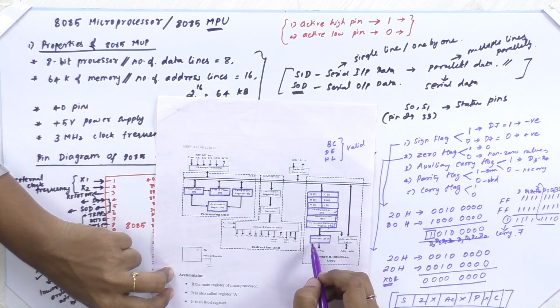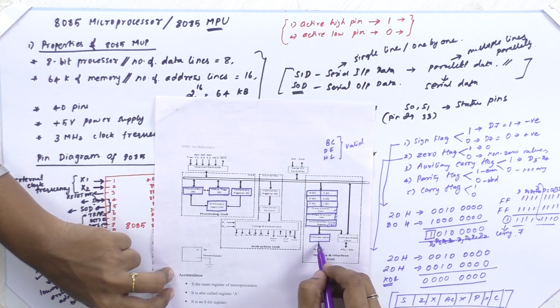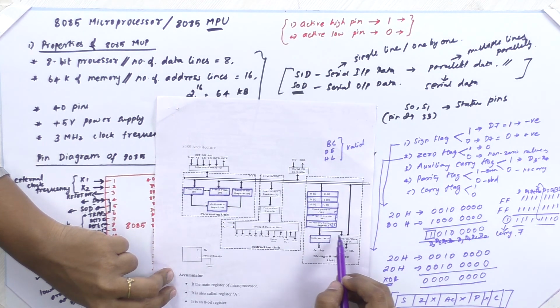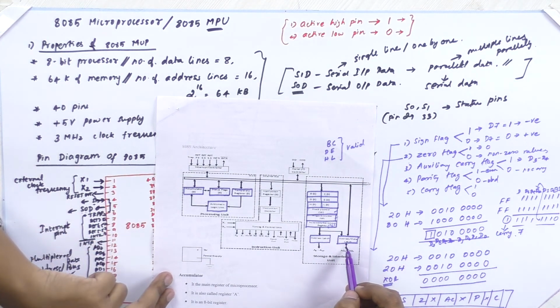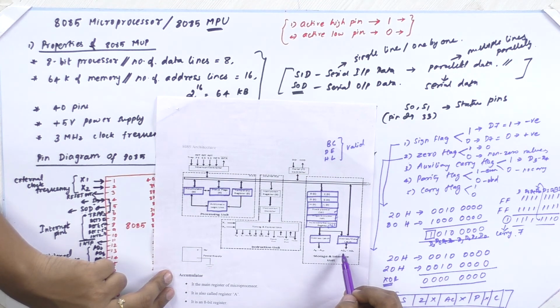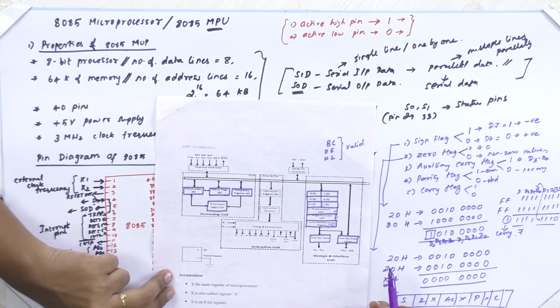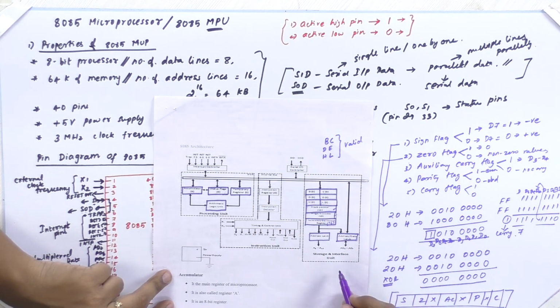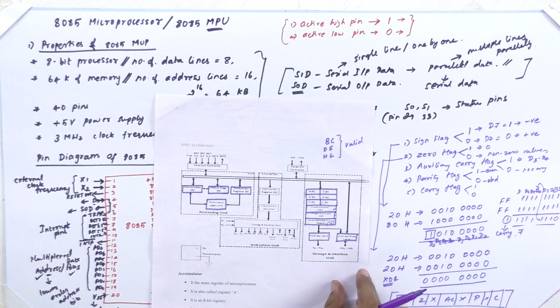Next is the address latch, and this is used to transmit the higher order address lines. And this is the address data latch, and this is used to transmit the multiplexed address and data lines. So this is all about the storage and interface unit.